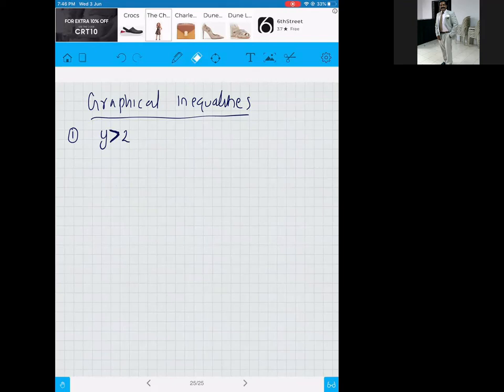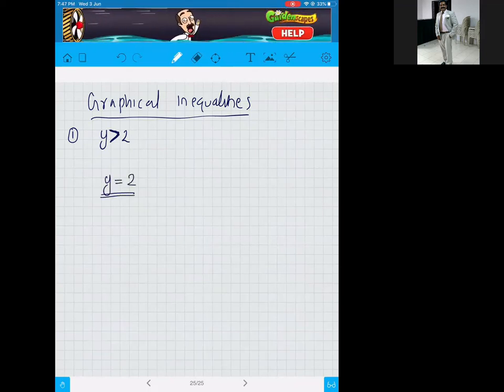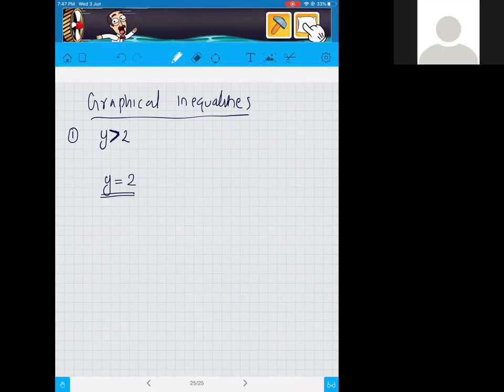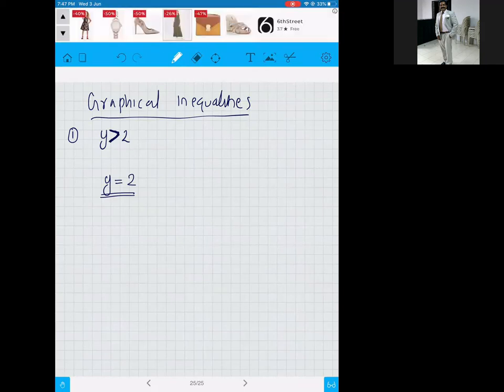So what is our ultimate aim? We need to represent this graphical inequality y greater than 2. What we have to do is equate and first draw the graph for the line y equal to 2. This only contains a greater symbol. If only a greater or less symbol is there, we have to draw a dotted line. I will explain with an example.